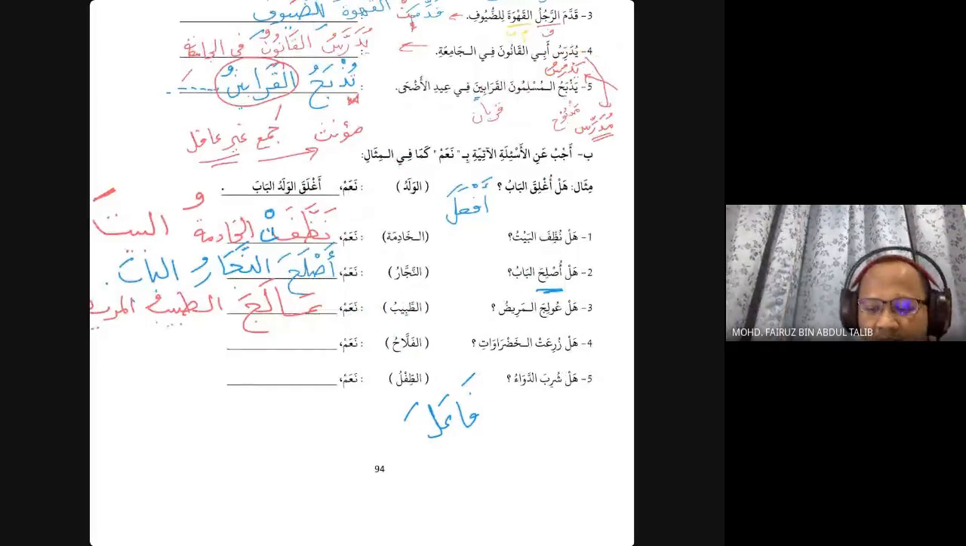Number four. Hal zuri'atil khadrawat. What is khadrawat? Vegetables. Has the vegetable been planted? So zuri'a means has been planted. We want to change to the ma'lum form, the active form: the farmer has planted the vegetables. So how do you change this? Zuri'at, change to the ma'lum form.